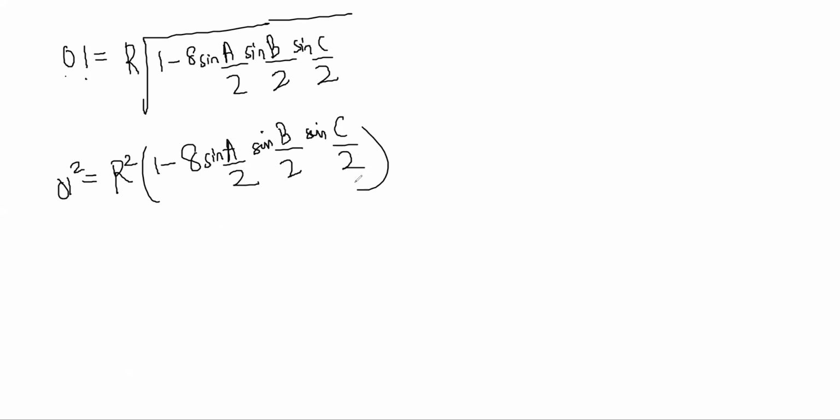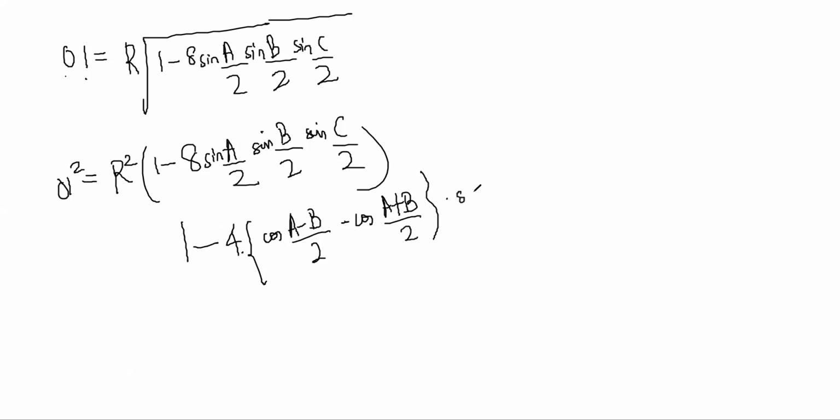It is not so hard to prove. It's just an identity that you have to prove. So 1 minus this one can be written as 4 times, 2 sine A by 2 sine B by 2 can be written as cos of (A minus B) by 2 minus cos of (A plus B) by 2. And you have a sine C by 2 outside, right?